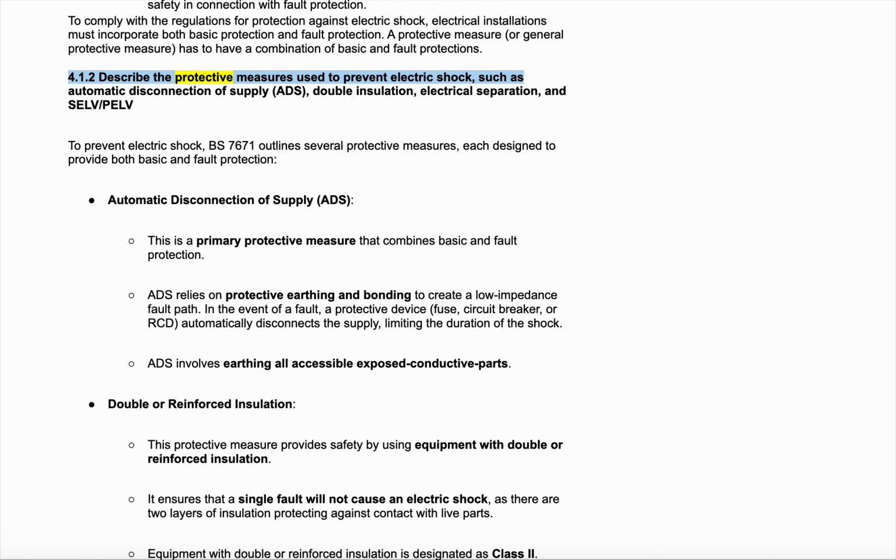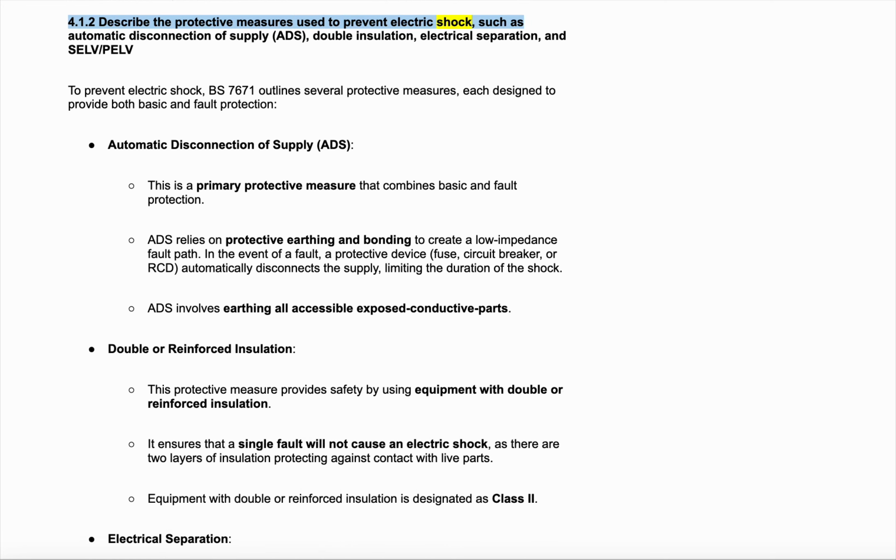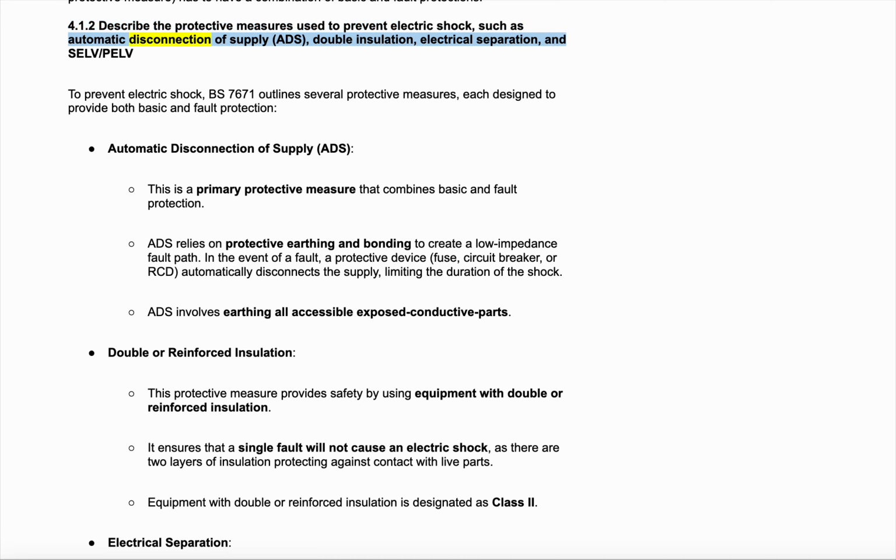4.1.2 Describe the protective measures used to prevent electric shock, such as automatic disconnection of supply, ADS, double insulation, electrical separation, and SELV/PELV. To prevent electric shock, BS 7671 outlines several protective measures, each designed to provide both basic and fault protection. Automatic disconnection of supply, ADS.